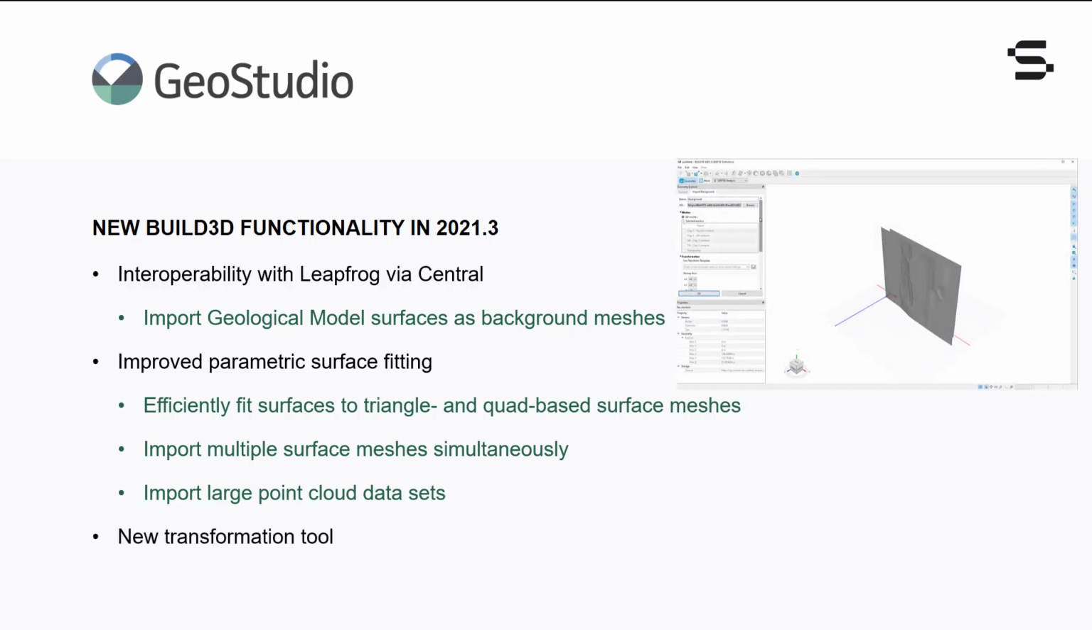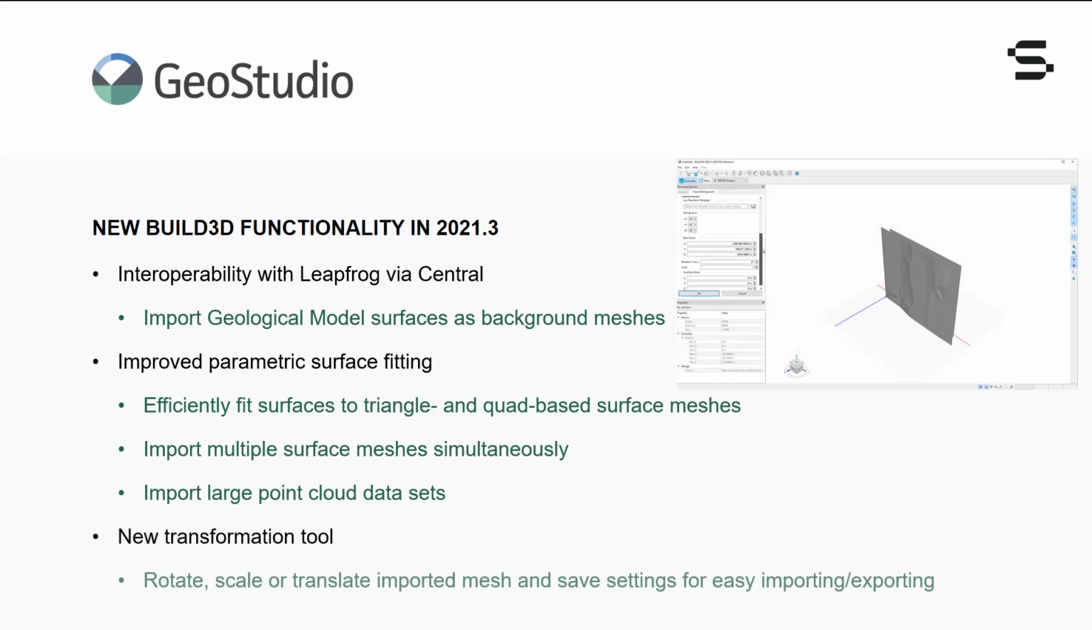Build3D includes a new transformation tool. Mesh and geometry items imported into Build3D may need to be rotated, scaled, or translated to match the model coordinate system and units. A simple new transformation tool provides the ability to swap coordinate axes, for example, such that the positive y-axis points upwards. The tool also allows for the translation from distant datum to a local origin.